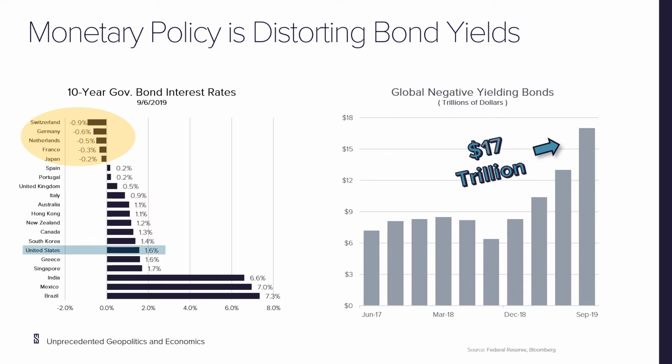The US, however, is not attending this party at the moment. Our yield on a 10-year government bond is roughly 1.6%. So what's causing it? Unprecedented monetary policy.